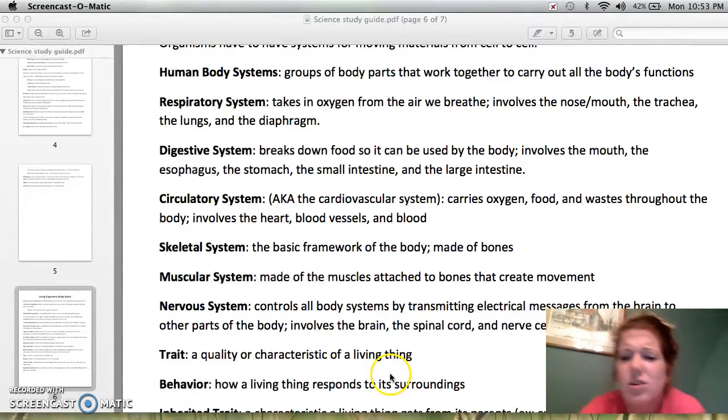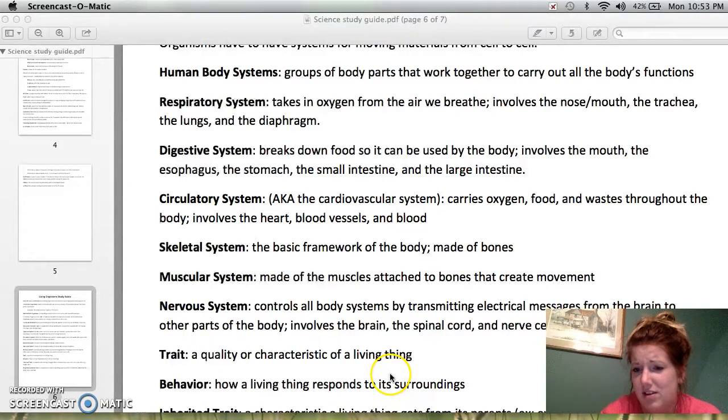Now we're going to look into genetics a little bit, and I know we went through this really quick, but it's really easy. A trait is a quality or characteristic of a living thing. So having green eyes is one of my traits. Having red hair, although it's been a bunch of different colors, is a trait, or being tall.